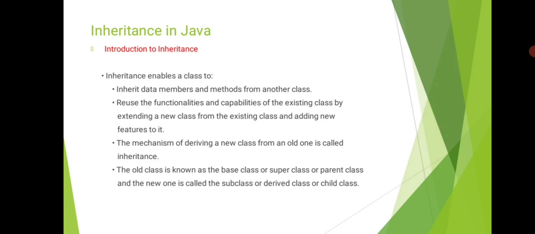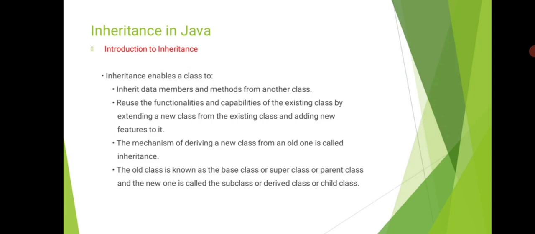That is, we can create a new system without affecting the old system. That is the concept we call inheritance. To add extra functionality, we create a new system without changing the old system. Here inheritance enables a class to inherit data members and methods from another class.